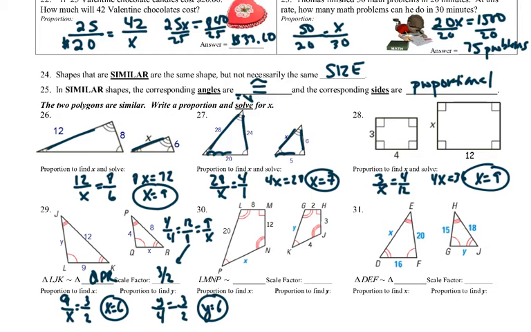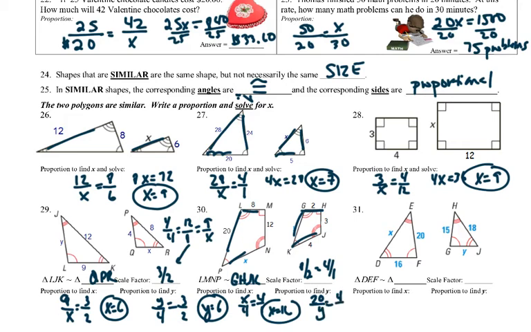Here, LMNP is going to go with GHJK. For the scale factor here, I can see the 8 over 2, and it's going to reduce to 4 over 1. So if I want to find x, it would be x over 4 equals 4 over 1, or 16. If I want to find y, 20 over y equals 4 over 1, or y equals 5. It's really the same thing over and over again. You got to make sure you get the letters right.